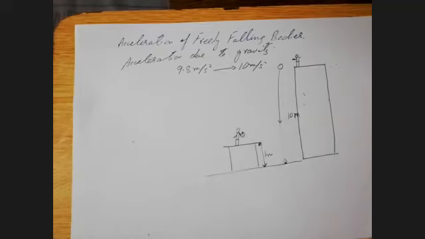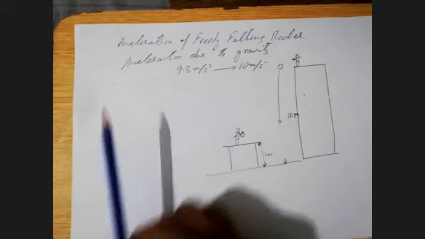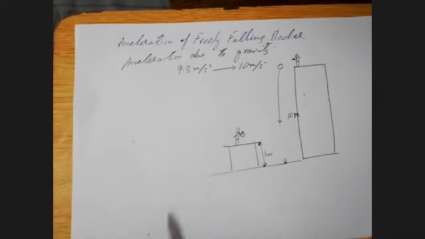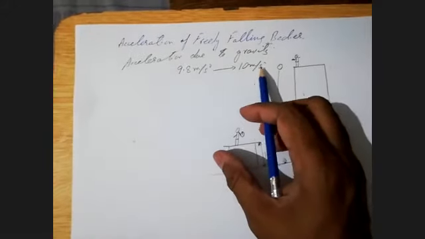Well, acceleration due to gravity can be calculated with a certain instrument. Now come to the topic again. I was telling you that the acceleration of a freely falling body is 9.8 to 10 meter per second square.